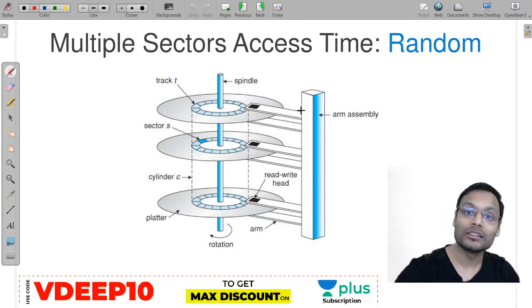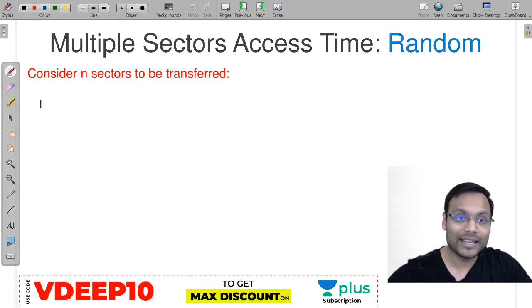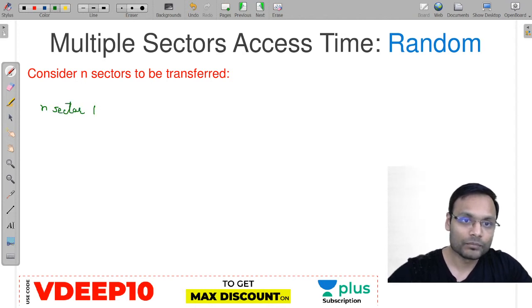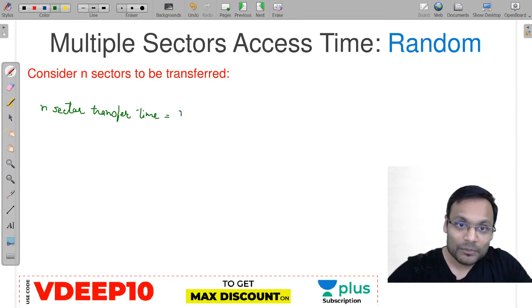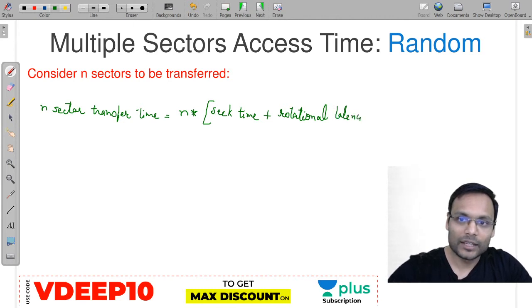How many times will you require all three? N times. So how should I write the formula for N sector transfer time? That will be equal to N times, you are going to have the total time, seek time plus rotational latency plus, what do I write? One sector transfer.